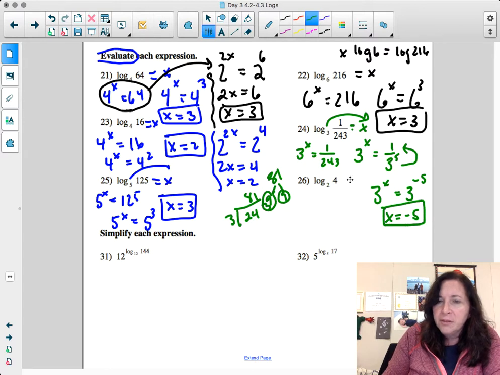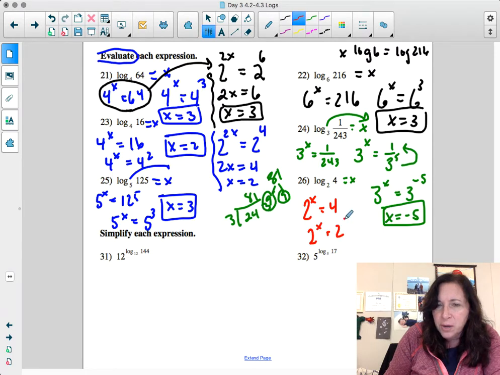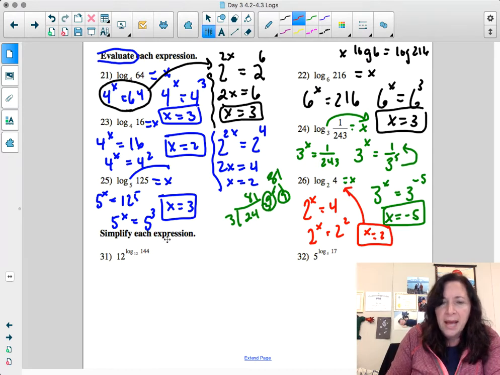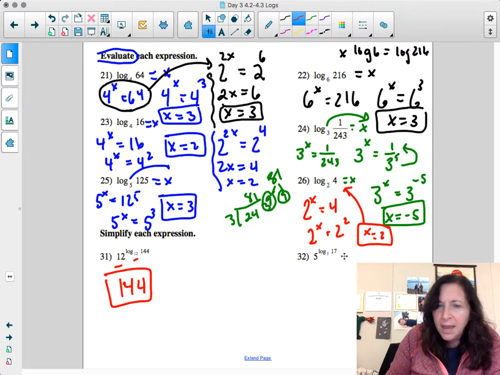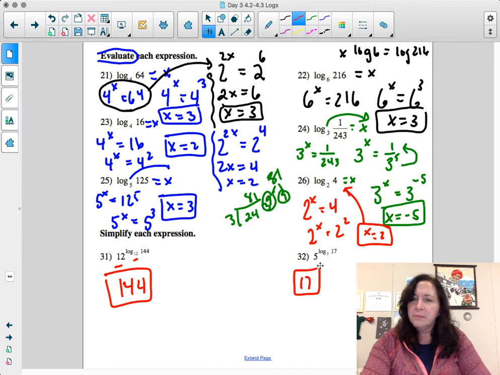Okay. For this one, set it equal to x. And I'm going to go 2 to the x power is equal to 4. In this case, pretty simple. I can just say 2 to the x power equals 2 squared. And then therefore x equals 2. And that's the answer to this problem right here. Last two problems, remember these two: if the base is the same as the base here, my answer is 144. And likewise, 5 to the log base 5 of 17 is just 17.